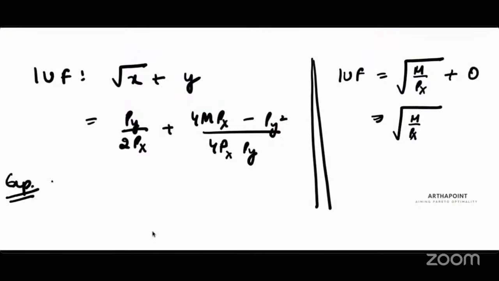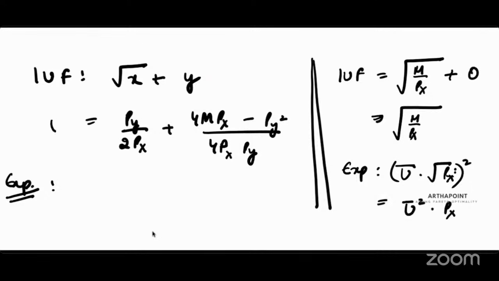So from here you can find your expenditure function, and here your expenditure function will be u bar into root px whole square. This will be your value of income, right? So u bar square into px. Here also you can find your expenditure function.